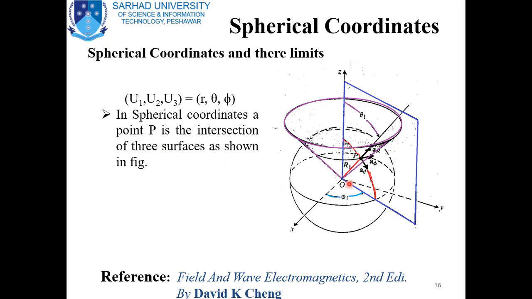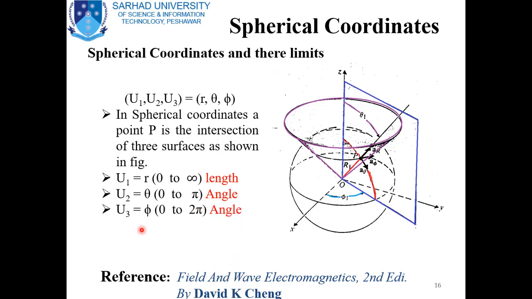We have three surfaces: the blue surface, the purple surface and the black or red surface, and their intersection point is taken as P. u1, which represents r in this case, the radius or radial vector, varies from 0 to infinity, and r is a length dimensional quantity. u2, which represents theta, is known as the half angle, which varies from 0 to pi, and this is not a length dimensional quantity, it is an angle.